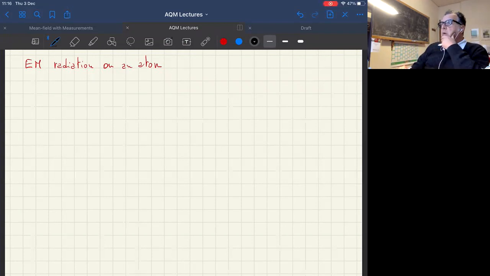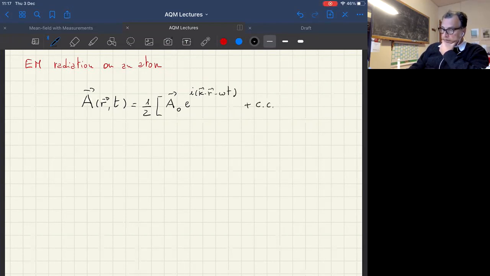So it means that we have a region, the region in which the atom is present, where there is a vector potential which is different from zero. And it's just a wave, so it's periodic in space and time. We just write it in this form: we have some amplitude A0, and then we have e to the i k dot r minus omega t, plus complex conjugate. It's complex conjugate because it's not an operator, it's just a function.